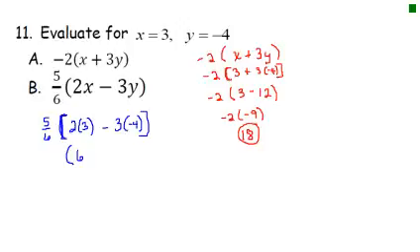And then right here I've got a -3 times a -4. -3 times -4 is a positive 12. And then I do 6 plus 12, which gives me 18. And then to multiply a whole number with a fraction, remember we take the whole number, we multiply it by the numerator and divide by the denominator. So we're going to do 18 times 5 divided by 6, and we get 15. All right, that's the final answer for 11B.